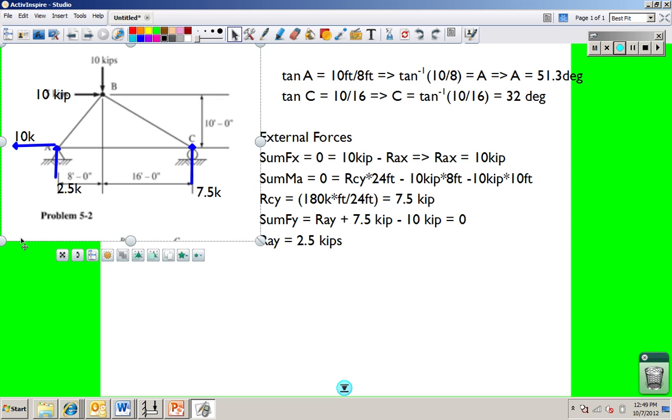Alright, let me slide that up for you there. Okay. Alright, so now you can kind of see where that's going. We've got to pick a joint to work at now. Alright, so how are we going to do that? Honestly, you could pick A or C. Both are solvable at this point. Let's just pick one. We'll pick C.